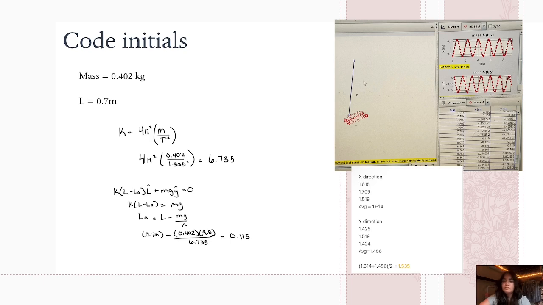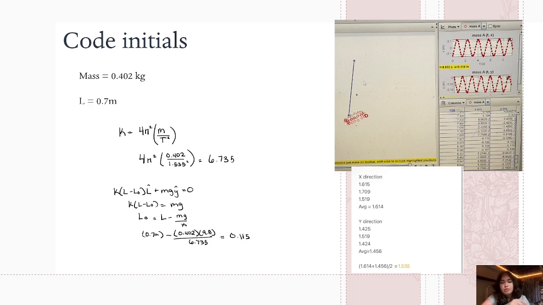So our initials: the mass on the spring was given to us as 0.402 kilograms, and the length of the spring at its fixed support was considered to be 0.7 meters. You'll see on the top right-hand side, again, the photo is not showing, it's showing a white screen, but the actual video would be right there, and you can see all those red dots throughout the video picture, and that's just us tracking each of the center points throughout. And that gave us our information on the right-hand side of that photo.